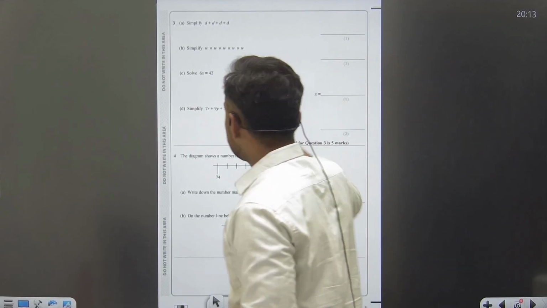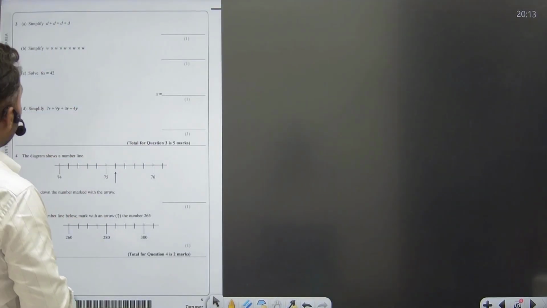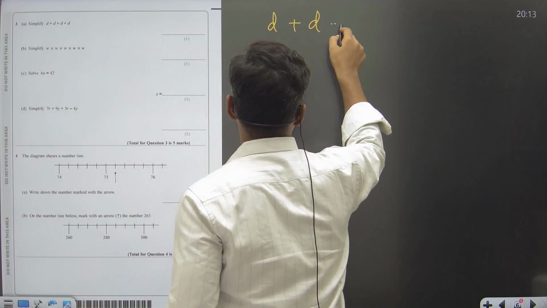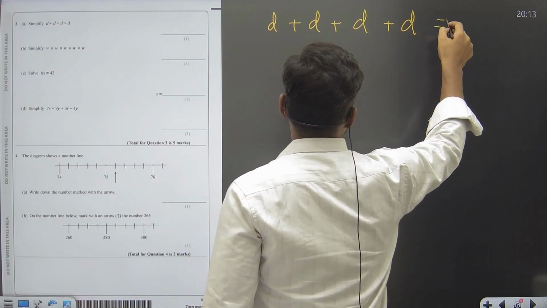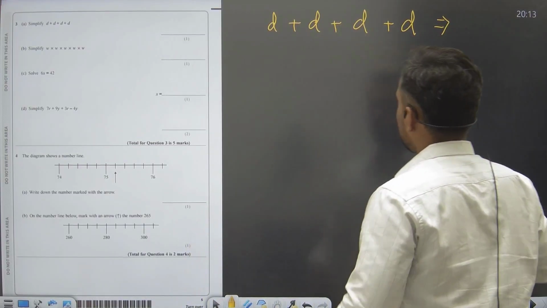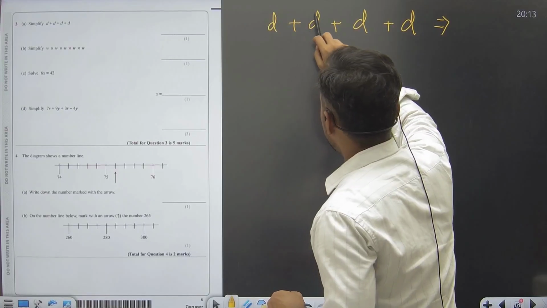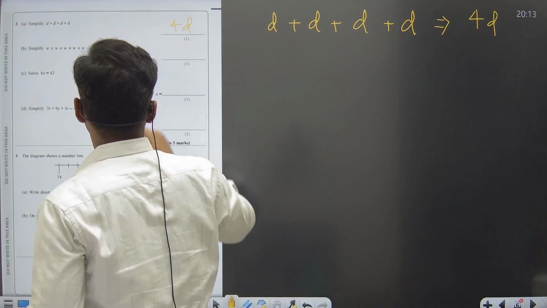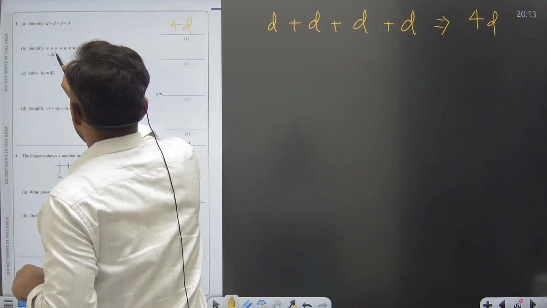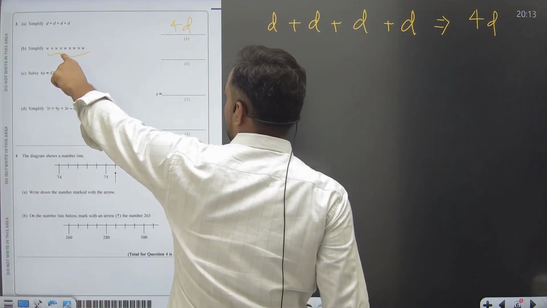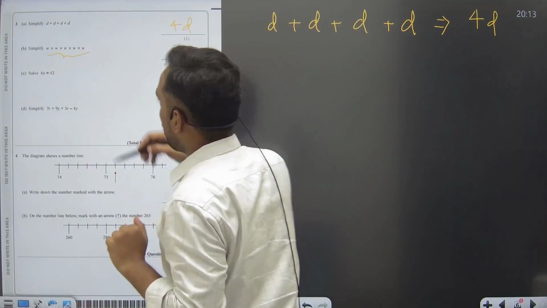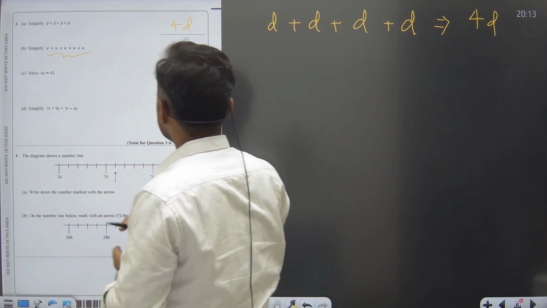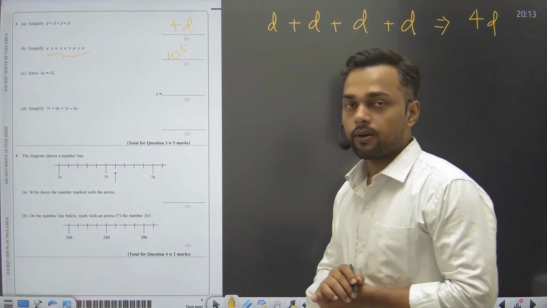Now next is simplify d plus d plus d plus d. So if I say how many d are present here, we just need to count it. It will be 1, 2, 3, 4. So it will be 4d. Okay. Now similarly simplify w cross w cross w cross w cross w. So how many w's are present here, student? It will be 5. So it will be w power 5. Okay, w raised to the power 5.